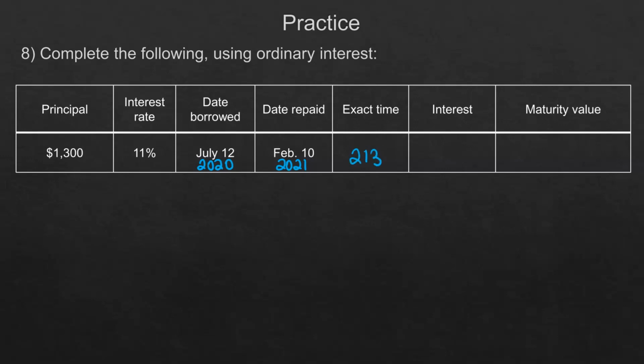So now we're going to calculate the interest amount. The principal is $1,300. The interest rate is 11%. And then the number of days was 213. We are using ordinary interest, so that's 360 days. And we end up with 84.61. So I'm going to put that in the chart.